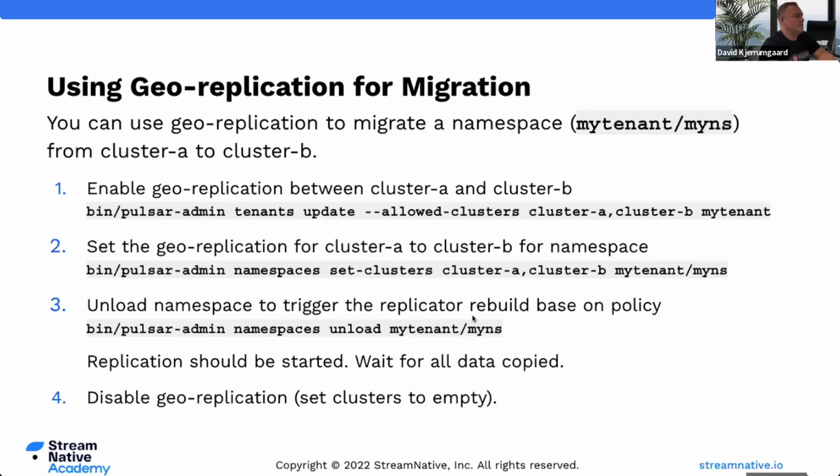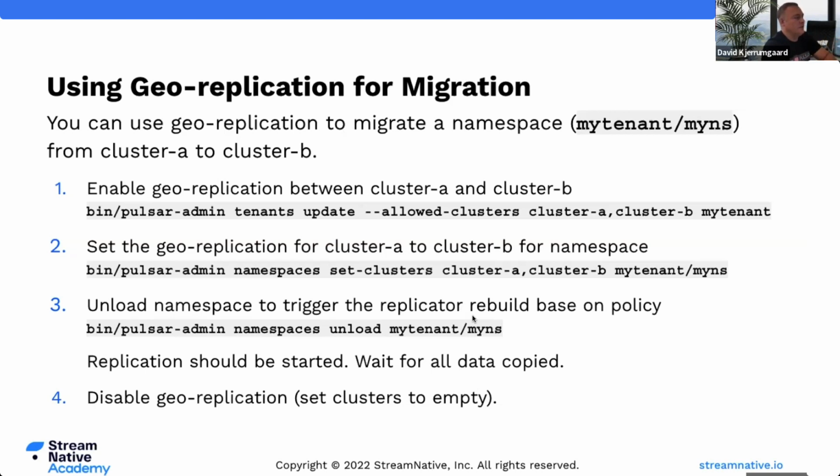So use cases, we talked about migration, right? Let's say you want to move all the data from a namespace from cluster A to cluster B. These are the 4 steps that you would have to walk through to do that. First, you enable geo-replication between these 2 clusters. So again, you go to one of these clusters, you log in, you go to the admin tool, and you update that tenant, and you say it's allowed on both of these clusters for this tenant. Make sure that that's in place. It doesn't matter which cluster you run this on. You're setting up for both.